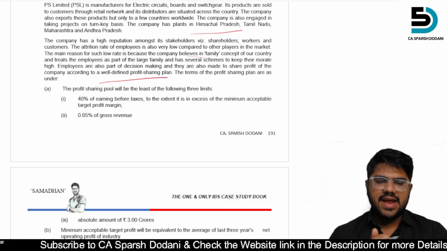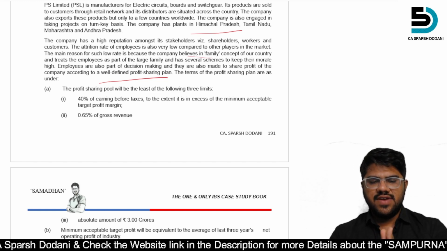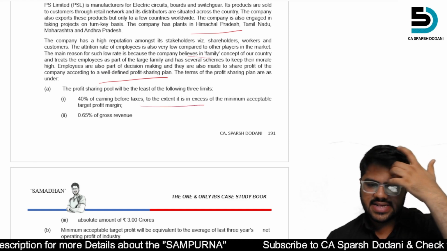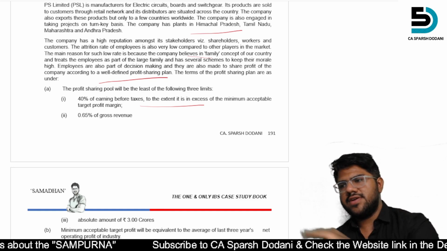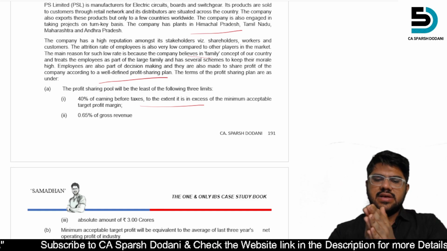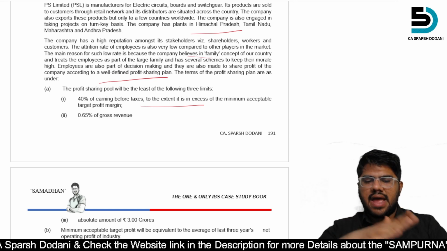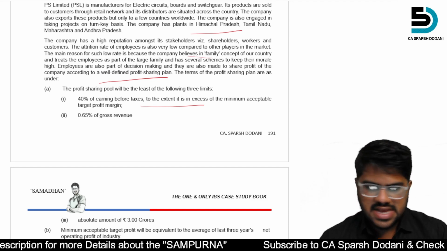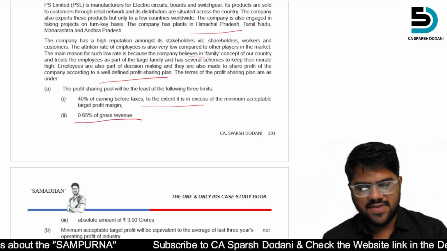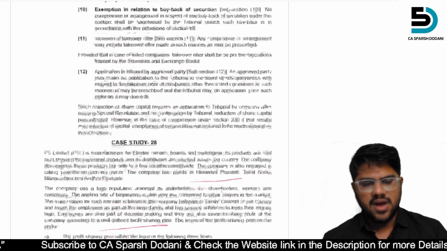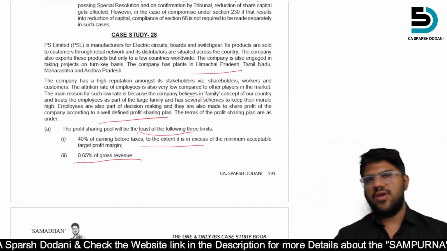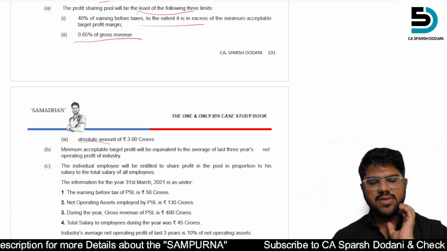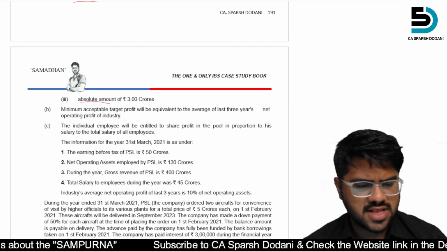The terms of the profit sharing plan are as under. The profit sharing pool will be at least the following three limits. 40% of the earning before tax to the extent it exceeds the minimum acceptable target profit margin. If it crosses the minimum acceptable target profit margin, the 40% of the earning will be shared with the employees. Second is 0.65% of the gross revenue. Third is an absolute amount of 3 crore. And what shall it be? The least of the following. So the least of the following will be the profit sharing plan. So you have to calculate on the basis of that. Basic question, nothing to worry about.